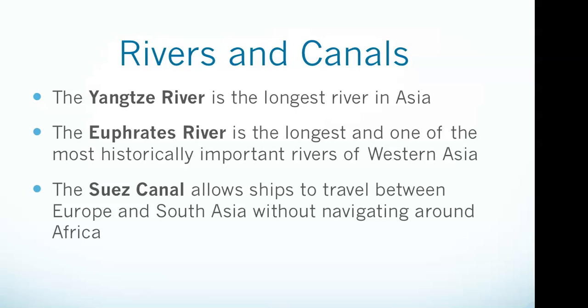The Euphrates River is the longest and one of the most historically important rivers of Western Asia. Together with the Tigris, it is one of the two defining rivers of Mesopotamia. And the Suez Canal connects the Mediterranean Sea to the Red Sea through the Isthmus of Suez. The canal allows ships to travel between Europe and South Asia without navigating around Africa, thereby reducing the sea voyage distance by about 4,300 miles.